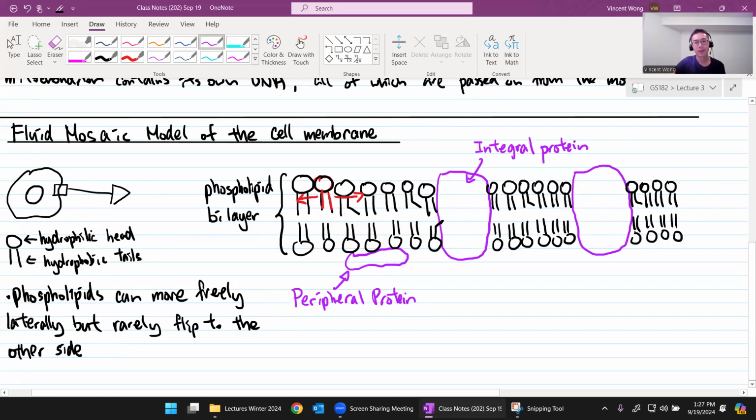Okay. Think of a raisin bread. Okay. Some raisins, you can see them on both sides of the bread. Others, you can only see it on one side. So it's like the peripheral versus the integral protein.